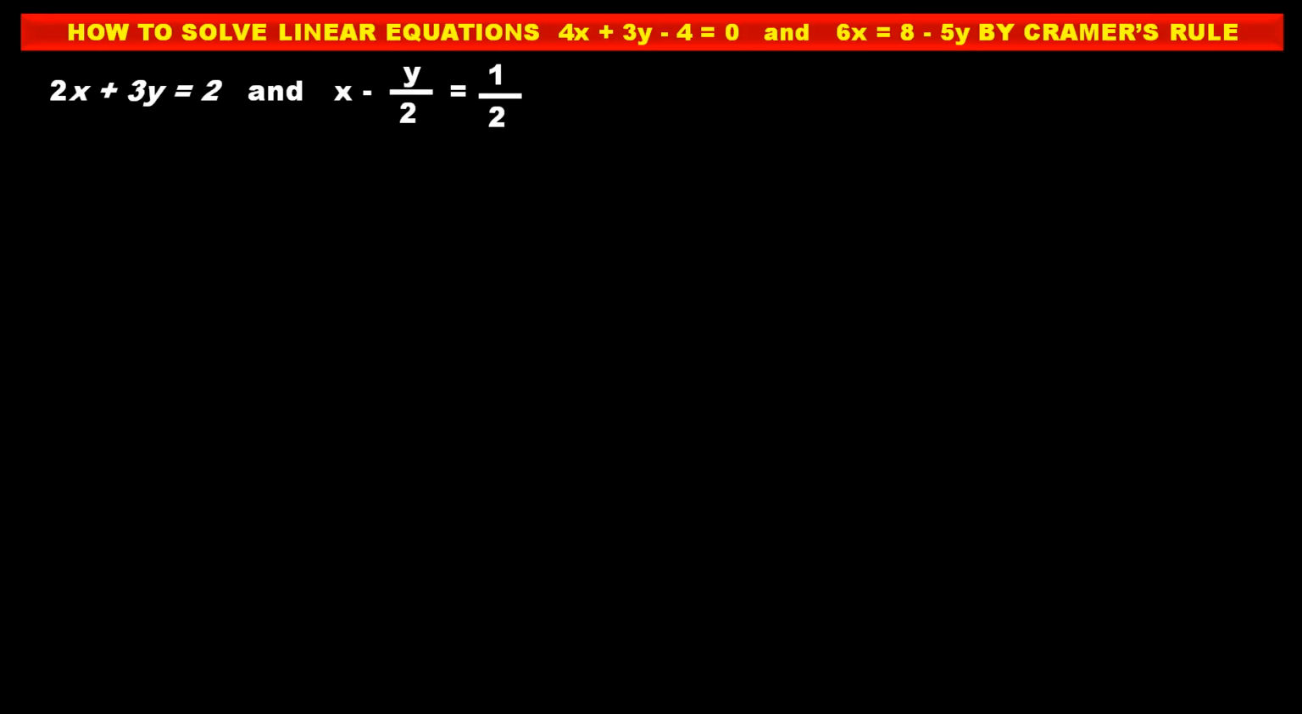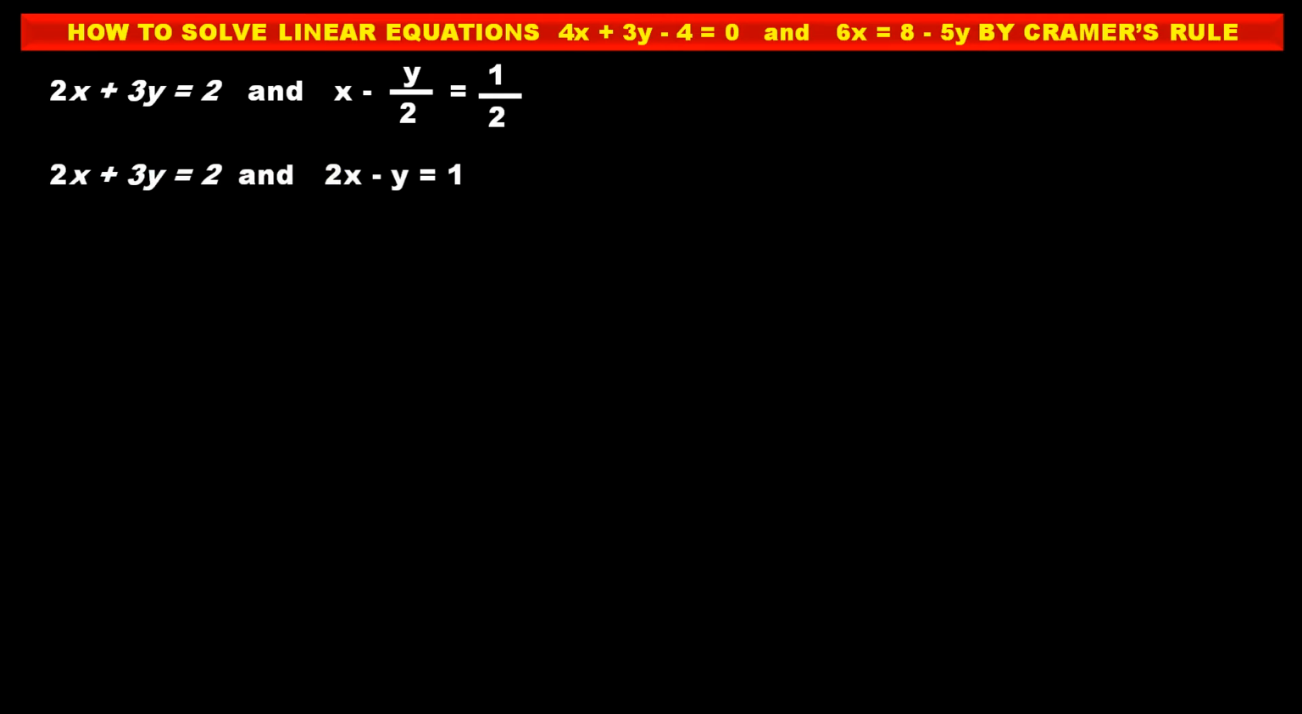2x + 3y = 2 and x - y/2 = 1/2. These are two given linear equations. Now to solve these equations by Cramer's rule, first we have to change these equations into their simple form, ax + by = c. That means we want the term of x as the first term, plus the term of y as the second term, and is equal to, on the right hand side, we want the constant term.